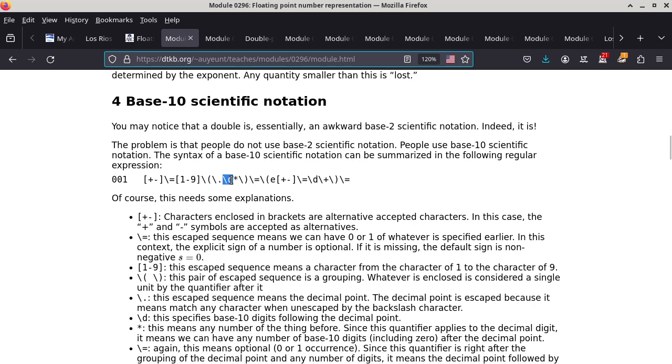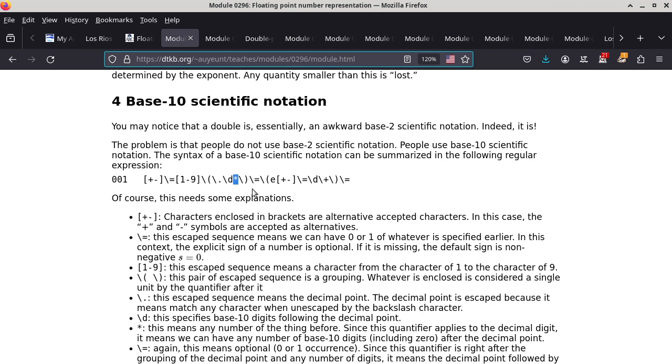Backslash D, on the other hand, specifies any digit, which means it's from 0 to 9. In other words, instead of typing backslash D, I could have just used the square bracket notation and specified 0 to 9 in place of the backslash D. The backslash D saves me a few keystrokes, so backslash D it is. It is a digit. There is an asterisk after the backslash D. It does not mean asterisk itself. It has a special meaning. This one specifies I can have any number of the thing that is right before the asterisk. In this case, what is right before the asterisk is backslash D. This means I can have any number of digits after the decimal point.